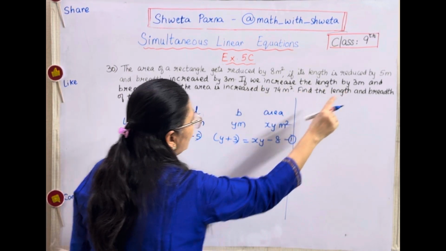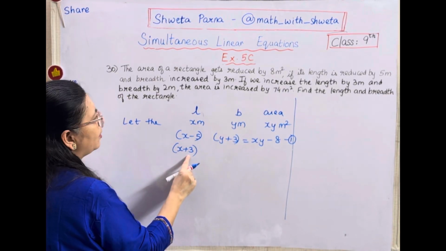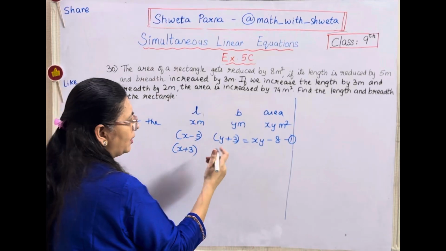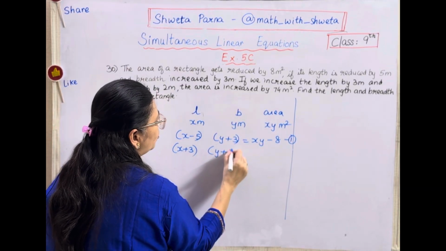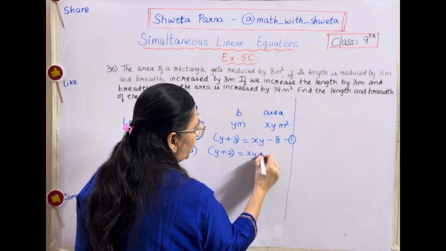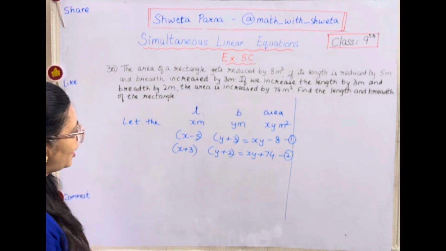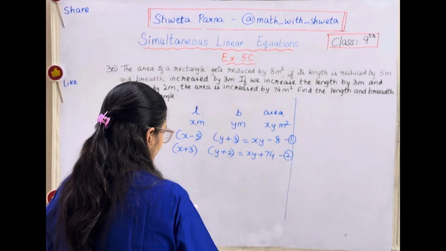If we increase the length by 3 meter, same way, if I increase the length by 3 meter and breadth by 2 meter, y plus 2, the area is increased by 74 meter square. Increase means add. This becomes your equation 2. Let's solve these two equations.